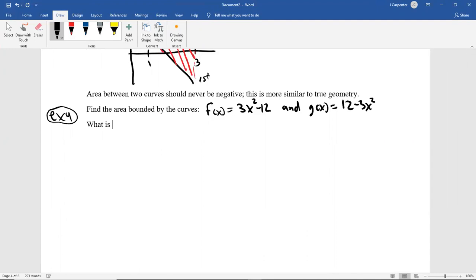What is different about this versus the last few? I'll give you a second to catch up and write. Find the area bounded between the curves f of x equals 3x squared minus 12, and g of x equals 12 minus 3x squared. What's different about this? And no, it's not the fact that these are just opposites of each other. That is true, but that's not what I'm pointing out.